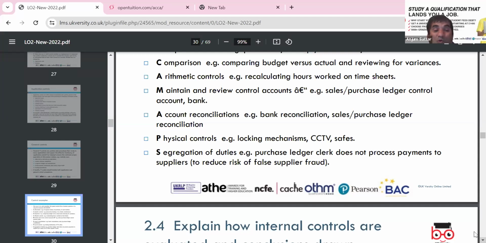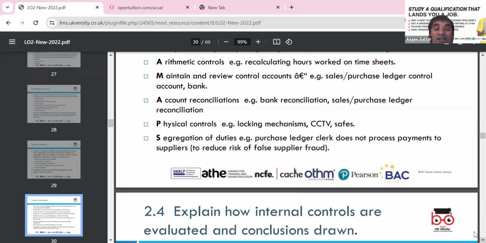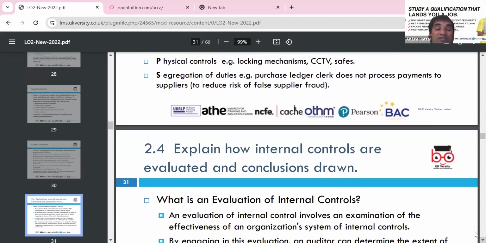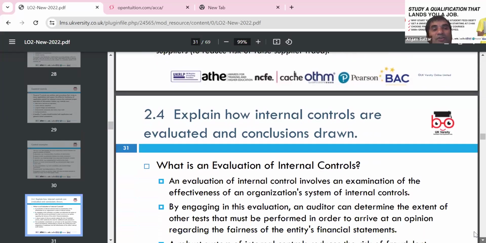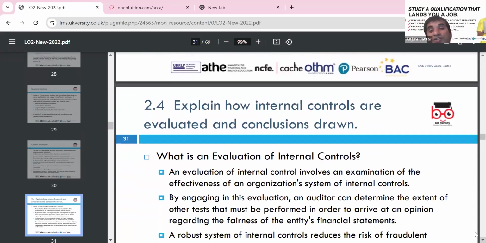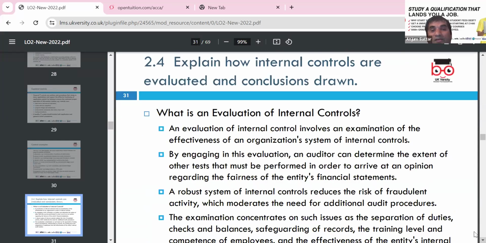So you have to pay whom you bought from. So those are the credit side. What about the debit side, the purchase? Yes. So always we need to look around, and we have CCTV cameras, physical control, segregation of duties, who was responsible. Then we have 2.4, where we can look at the evaluation of internal control.